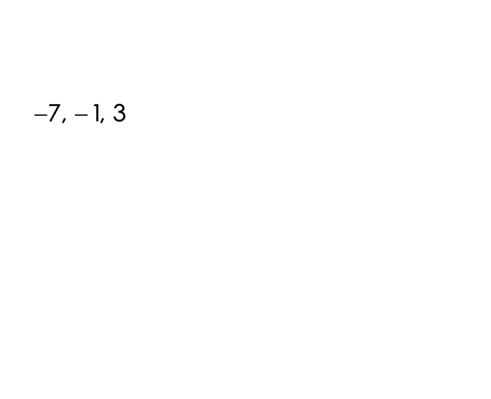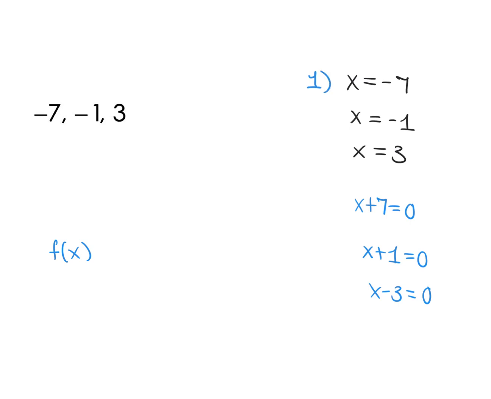So we'll set each 0 equal to x. And now we're going to add or subtract to both sides to have x plus or minus some constant equals 0. So then we'll have, from our first one, x plus 7 equals 0. Then we'll have x plus 1 equals 0. And then we'll have x minus 3 equals 0. And then we just do our last step of putting it all together. So this is step 1, this is step 2, and then this is step 3. We have f of x is x plus 7 times x plus 1 times x minus 3.